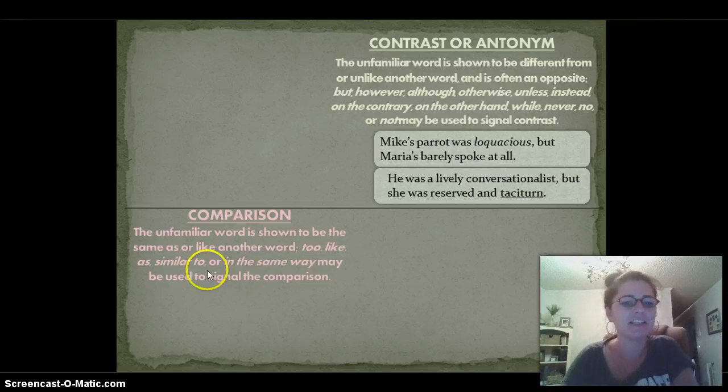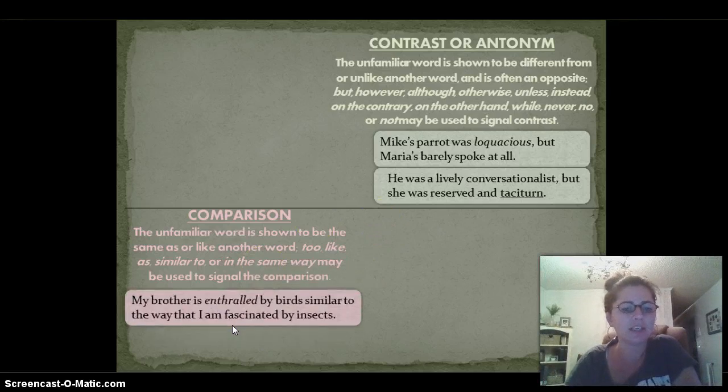Let's take a look at comparison over here in the bottom left corner. The unfamiliar word is shown to be the same or like another word. So you would see signal words like to, like, as, similar to, or in the same way may be used to signal comparison. Let's take a look at our examples.